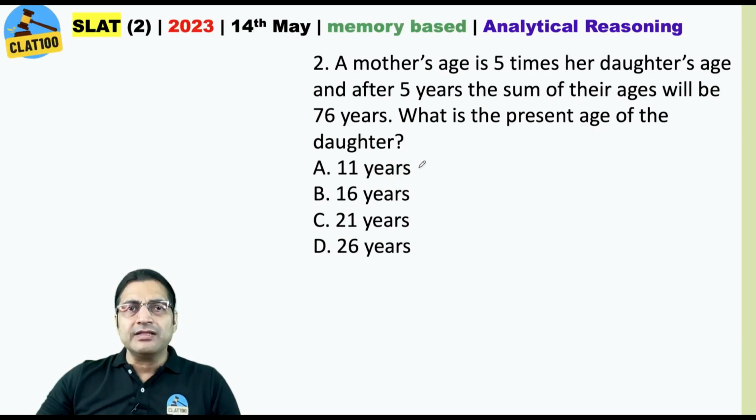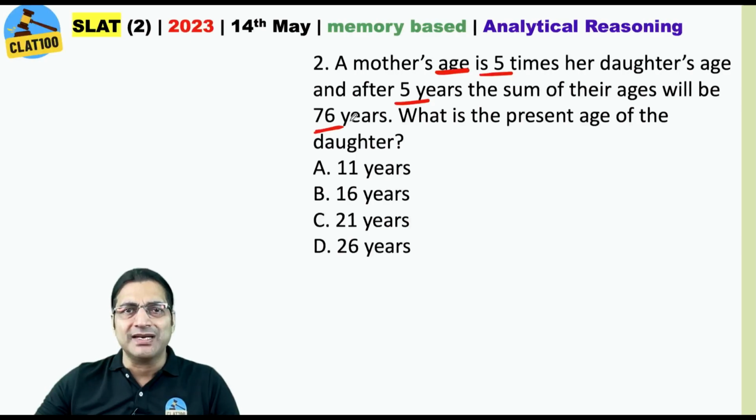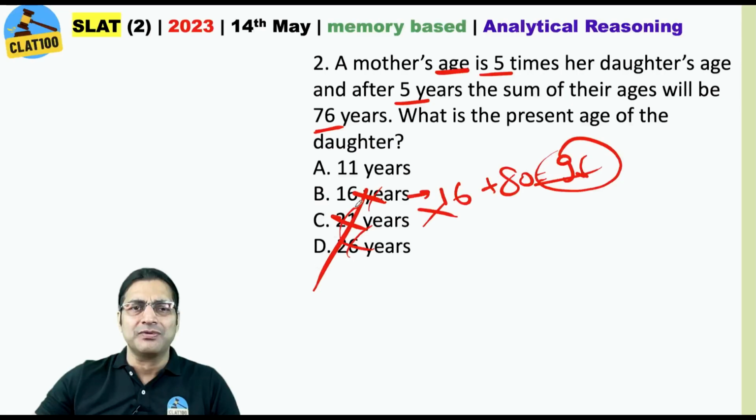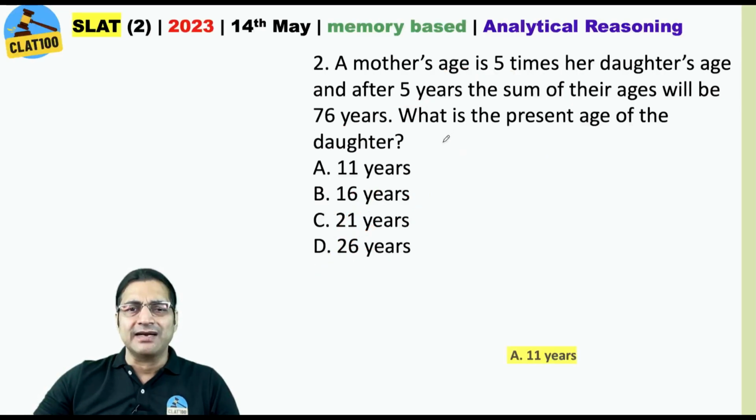11 years. Another way of looking at it could be, and after 5 years the sum of their ages would be 76 years. So at this stage sum of their ages would certainly be less than 76. Here if you go for this option, daughter's age 16, mother's age 80, the sum is 96. Okay, 21 and 105, 126. So when you have already checked it for 16, and even that is giving you much more than the sum needed, right? This will give you even more. So rule them out and your answer is 11. Isn't that? So whatever way you look at it, a very simple question.